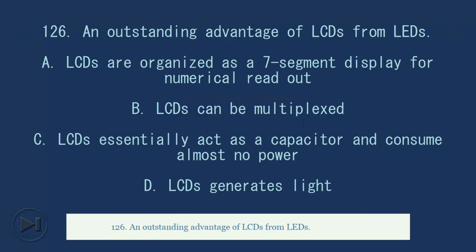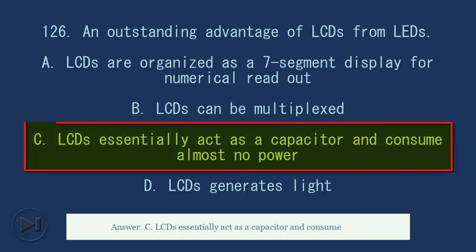126. An outstanding advantage of LCDs over LEDs. A. LCDs are organized as a 7-segment display for numerical readout. B. LCDs can be multiplexed. C. LCDs essentially act as a capacitor and consume almost no power. D. LCDs generate light. Answer: C. LCDs essentially act as a capacitor and consume almost no power.